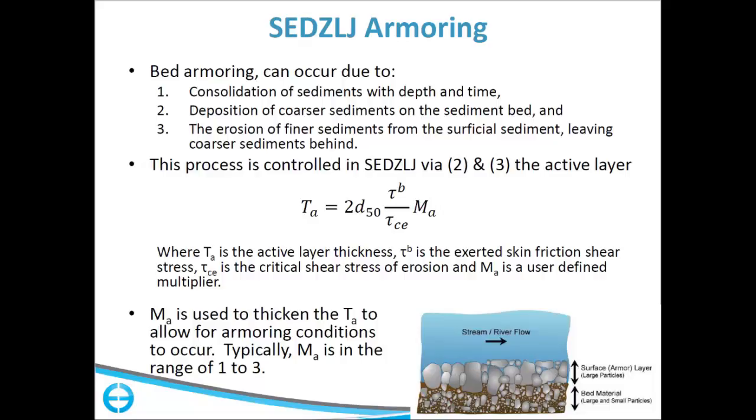The examples that we're all running right now, I'll use 1, which just means that whatever is directly calculated is used. But to account for your armoring, this multiplier is an effective way to get more armoring processes in your system.